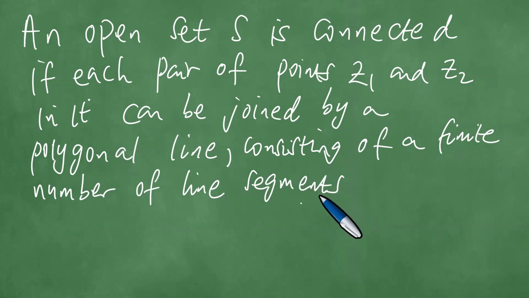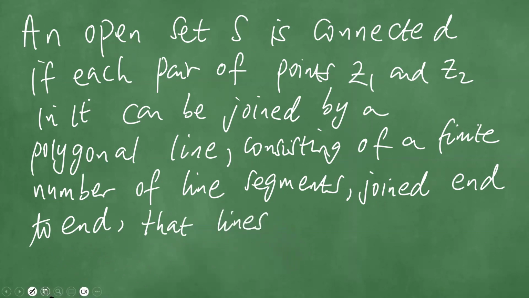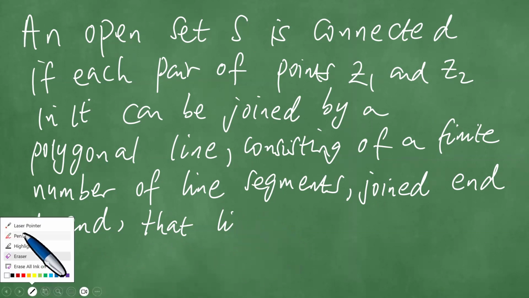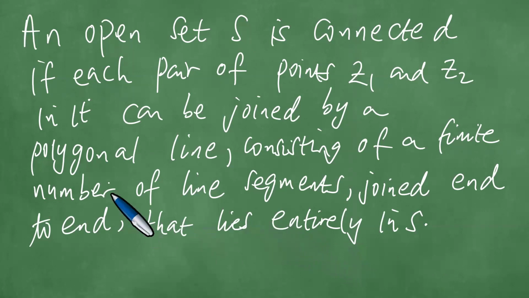Okay, a finite number of line segments joined end to end that lies entirely in S. An open set is connected if each pair of points Z1 and Z2 in it can be joined by a polygonal line consisting of a finite number of line segments joined end to end that lies entirely in S.